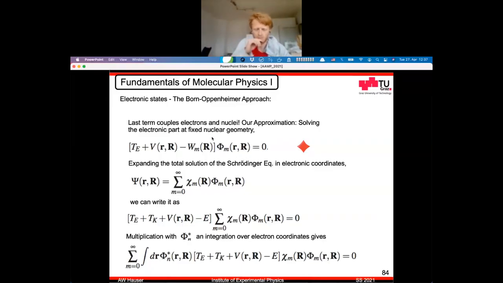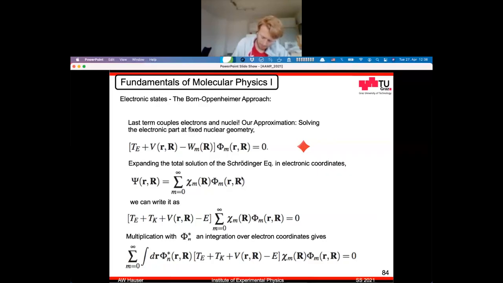Okay, so let's assume we were able to solve the electronic part of the Schrödinger equation and get all these eigenenergies, which are potential curves, and the corresponding electronic wave functions. If we have now all these solutions, we know all the electronic wave functions, we can use them as a basis and describe any type of wave function depending now on electron and nuclear coordinates as a linear combination of these basis functions.